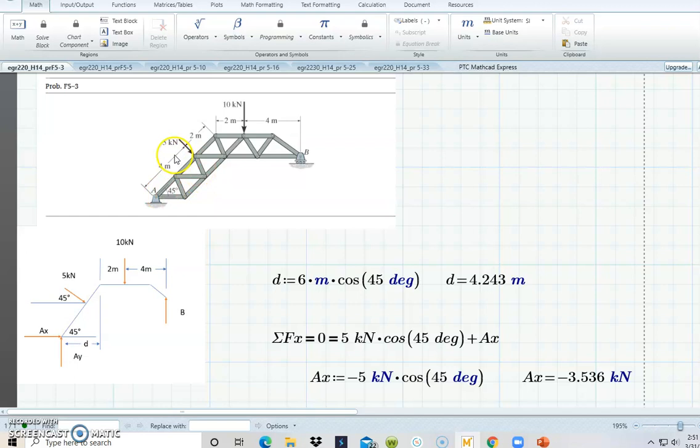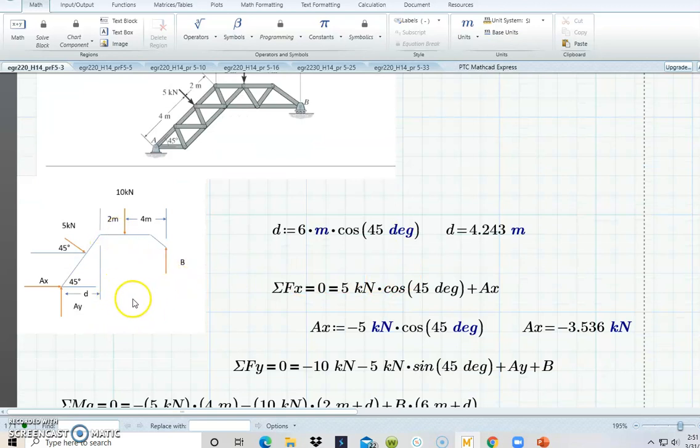Since that's a 45, you draw that across there, that's going to be a 45 because that's 90. And so I put that there for my 5 kilonewton. So what I'm going to want is this distance. So this big triangle, the hypotenuse will be 6. So if I solve for D, I get 6 cosine 45. So that's the distance, D.